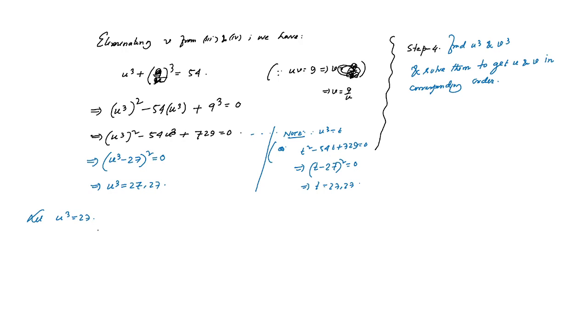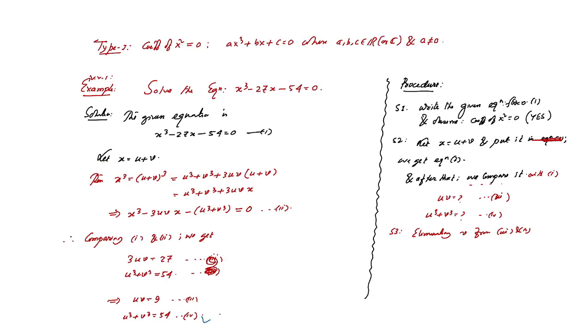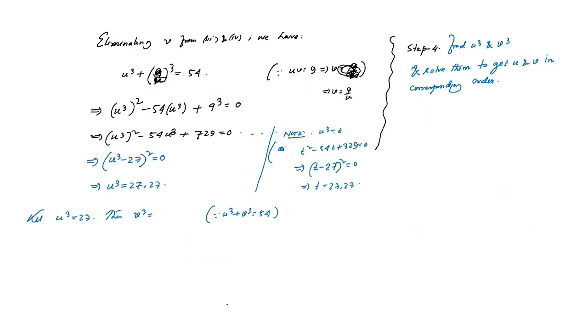Then what will be v cube? Since u cube plus v cube equals to 54, just you will see here, by equation 4, u cube plus v cube equals to 54. So v cube will be 54 minus 27. So this is also 27. So now we will solve u cube equals to 27.